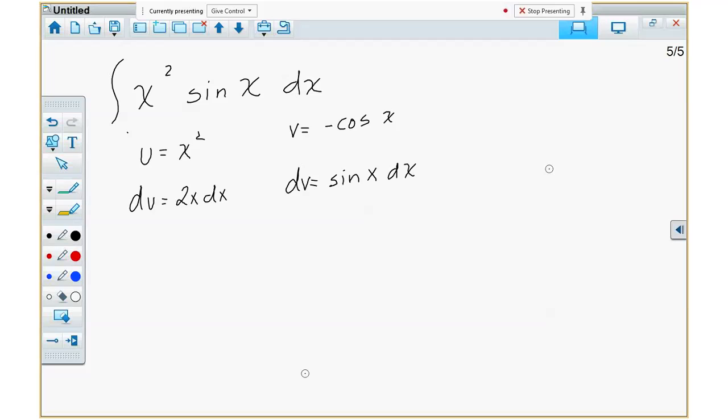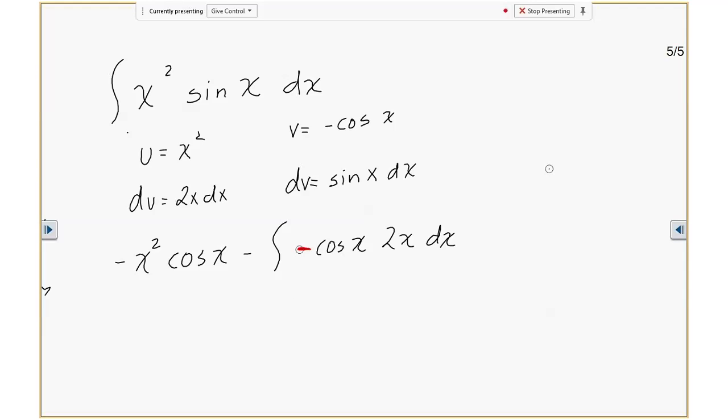So, ultraviolet minus voodoo. Now, just so you know, over here, what can I pull out of this guy? What can I pull out of the integration? I can pull this negative out, which will make this a what? A positive. And I can pull what? This 2 out. I'm going to go right there.